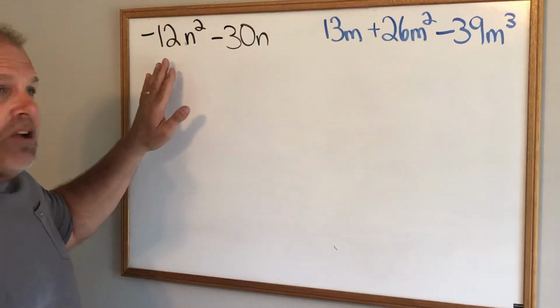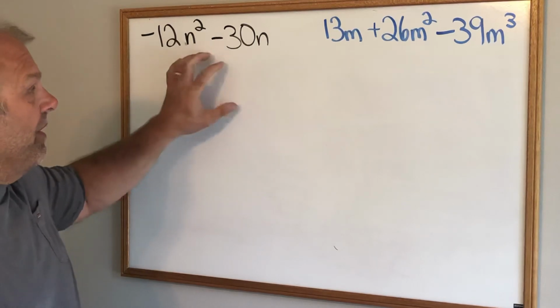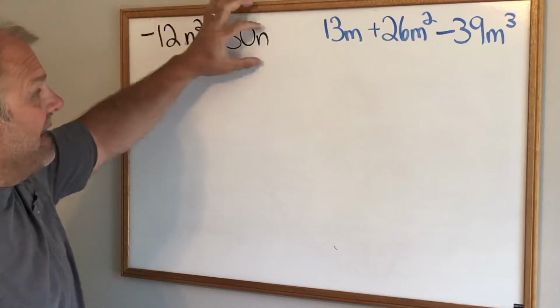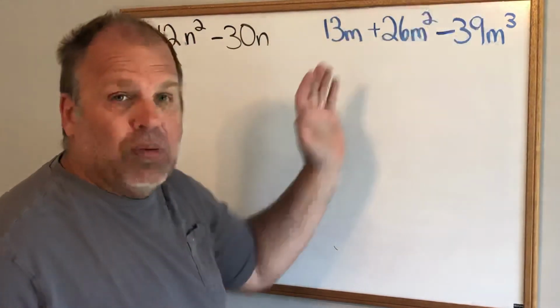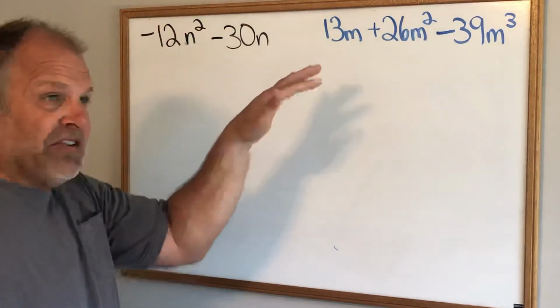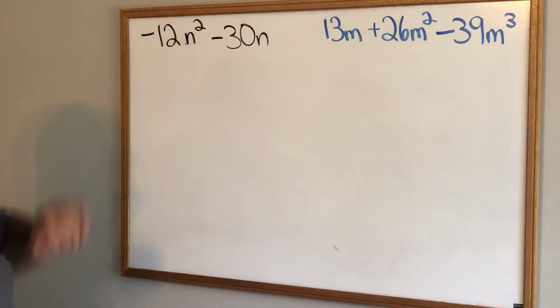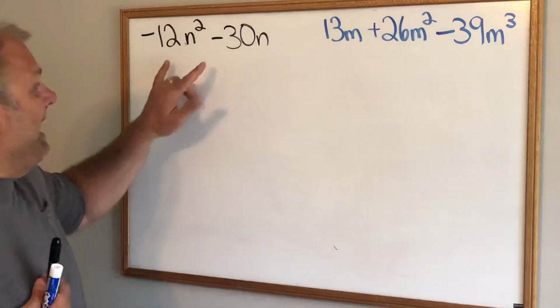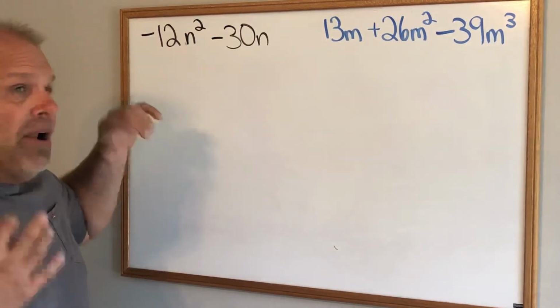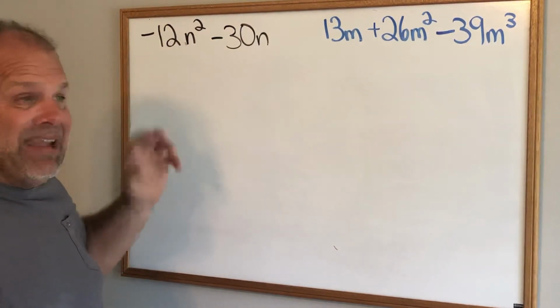What you want to do is look to see if it's in descending order. This one is n squared, then n. This one is not, m squared, n cubed. That's not in descending order, so we'll have to rearrange that. But this one's in good order. So I need to find what number and how many variables I can take out of each thing.